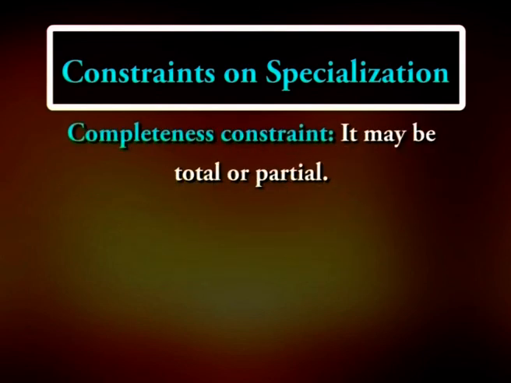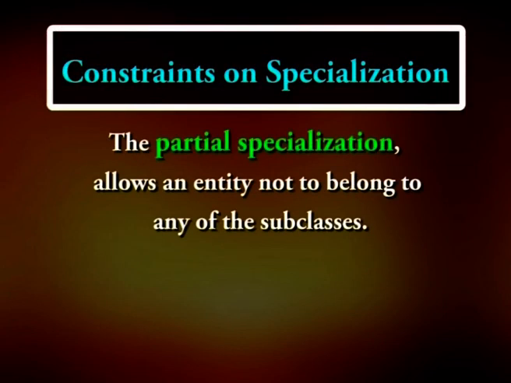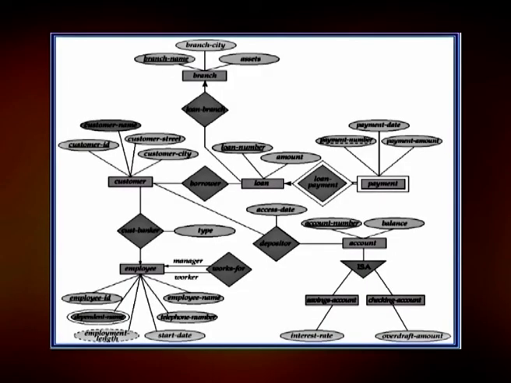The second constraint of specialization is called the completeness constraint, which may be total or partial. A total specialization constraint specifies that every entity in the superclass must be a member of some subclass in the specialization, and the partial specialization allows an entity not to belong to any of the subclasses. Look at the figure. Looking at this figure, we may be able to understand various components of the ER diagram.